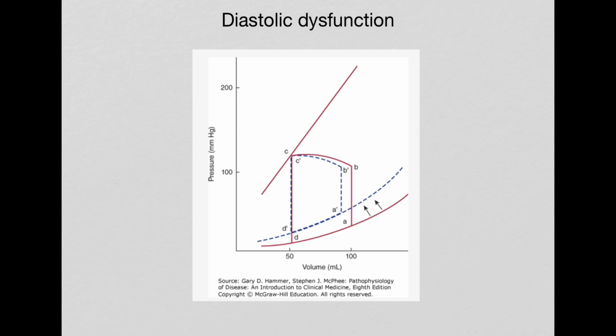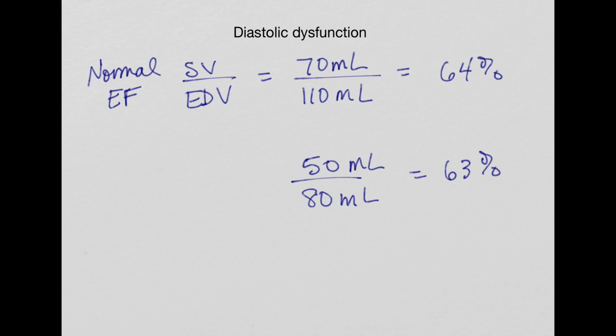In diastolic dysfunction, remember that the diastolic pressure volume curve is shifted up and to the left, so the left ventricle is processing at abnormally high pressures. And it's really these high pressures that cause problems because they're transmitted back to the pulmonary vasculature. Again, we can see this reflected in a lower stroke volume and a lower end diastolic volume or preload, but the ejection fraction may actually be normal.